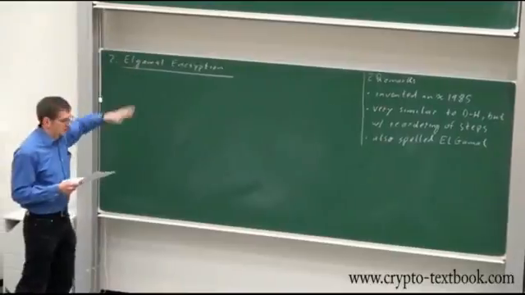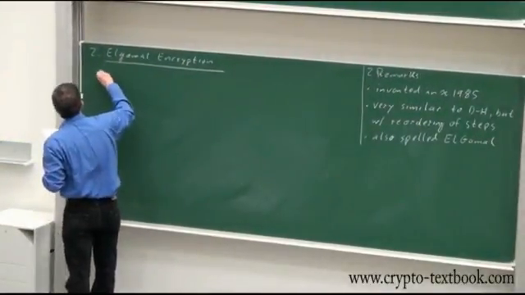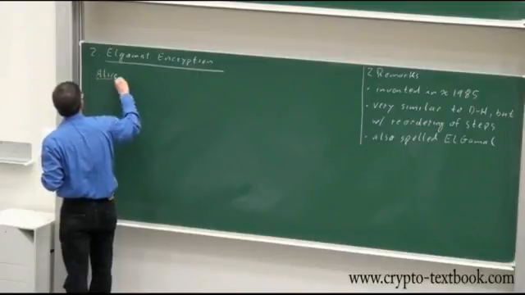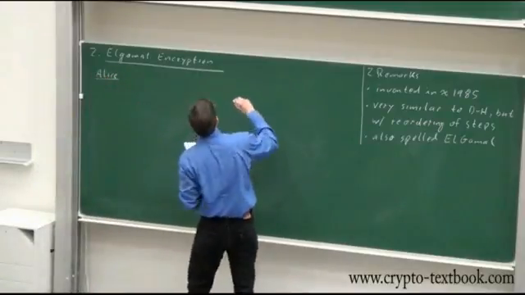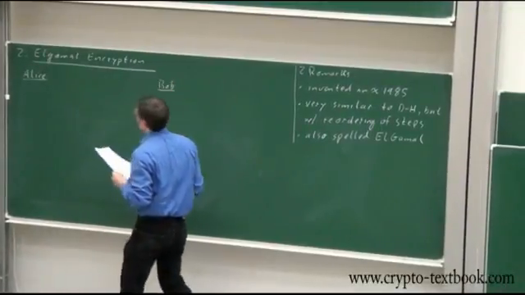Okay, so let's look into Z, and we're going to jump back and forth between this new protocol and the old protocol. So again we start with Alice and Bob.